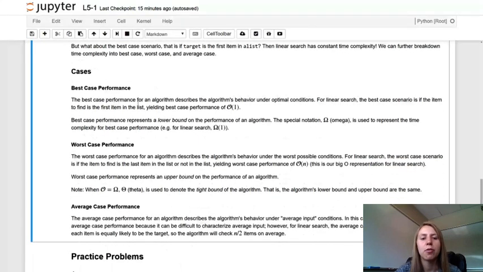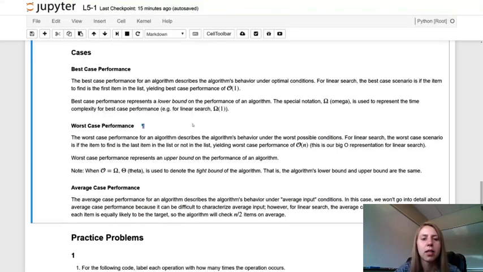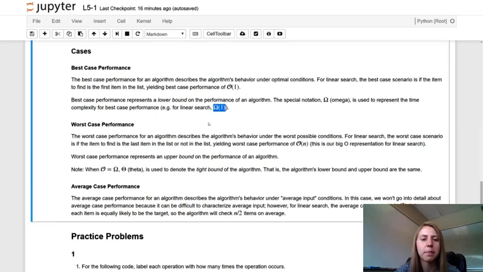So the best case performance for an algorithm describes the algorithm's behavior under optimal conditions. For linear search, the best case scenario is if the item to find is the first item in the list, yielding best case performance of big O of 1. So this best case performance represents a lower bound on the performance of the algorithm. The special notation omega is used to represent the best case performance. So for linear search, this would be omega of 1.